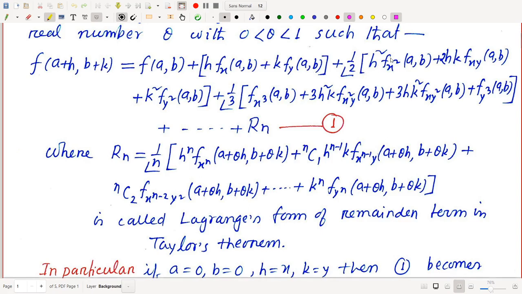square into the partial derivative of f with respect to x two times, that is, the second order partial derivative of f with respect to x at the point (a, b), plus 2hk, twice hk, into the partial derivative of f with respect to x and y, that is, the mixed second order partial derivative of f with respect to x and y at the point (a, b). We can denote it by del square f by del x del y. Here you can denote it by del square f by del x square.